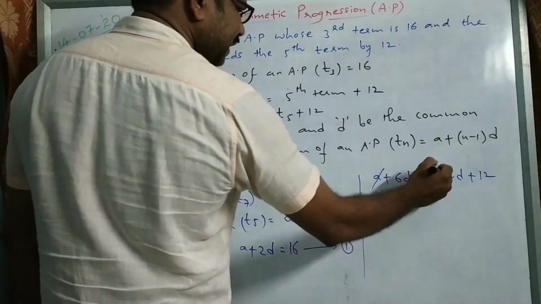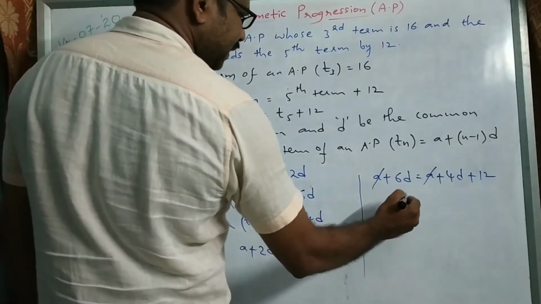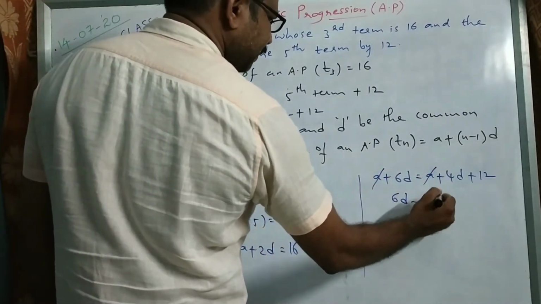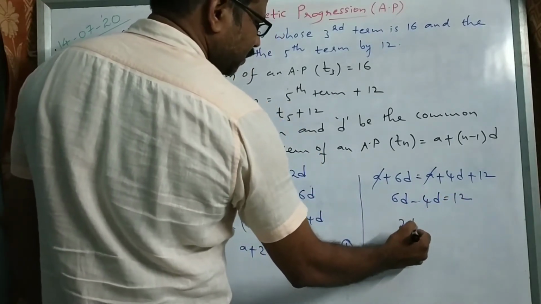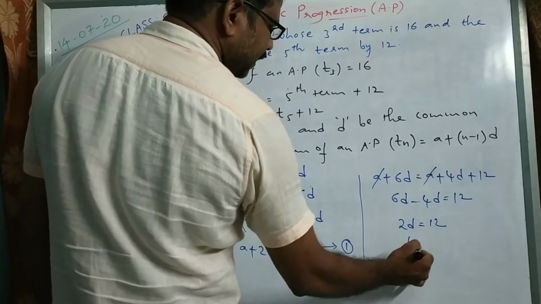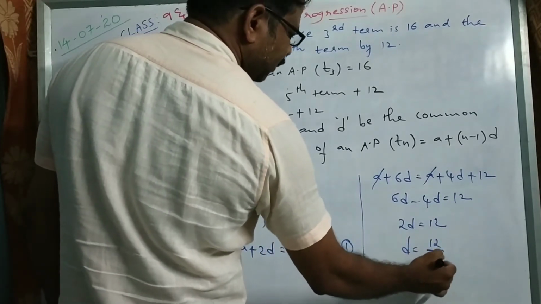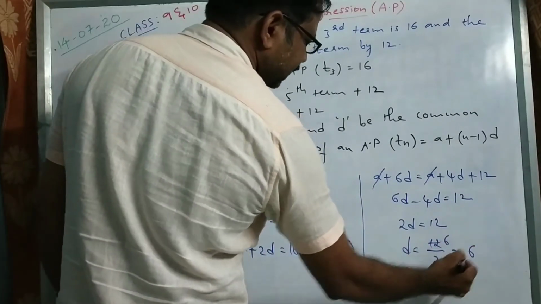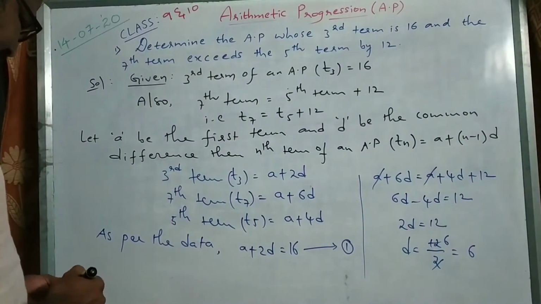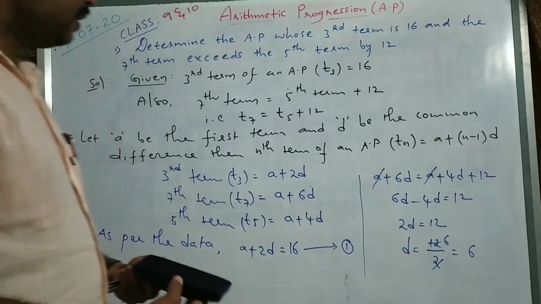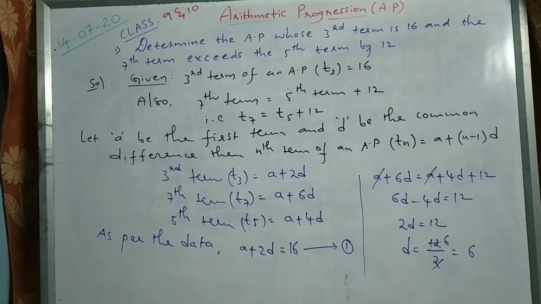Now I can cancel this a on both sides. 6d, bring the 4d to this side, minus 4d equal to 12. 6d minus 4d, 2d equal to 12. d equal to 12 by 2, 2 sixes are 12. So what is the common difference here? d equal to 6. Okay. I got common difference 6.